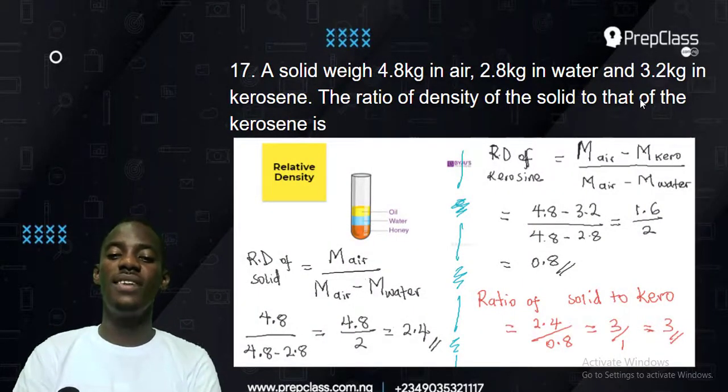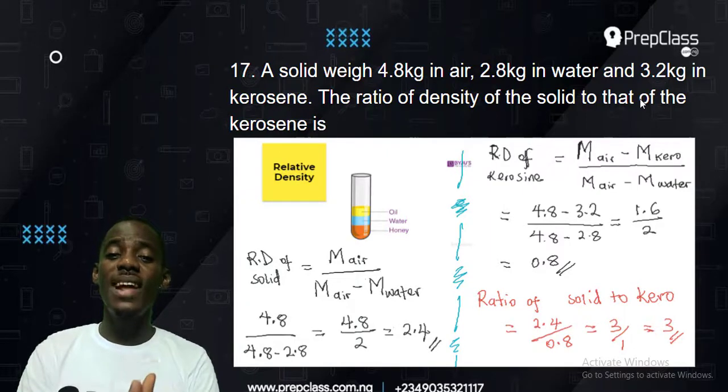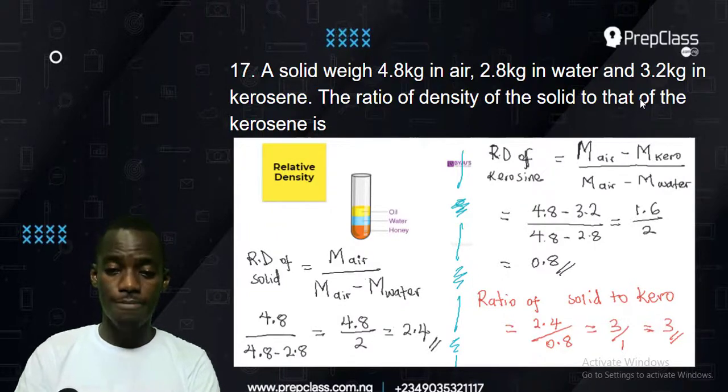Relative density of solid is equal to the mass in air over the mass in air minus the mass in water. Or it can also be weight, but in this question, we are given mass. So, to find the relative density of a solid, you just do the mass in air over the mass in air minus the mass in water. Is that gotten?